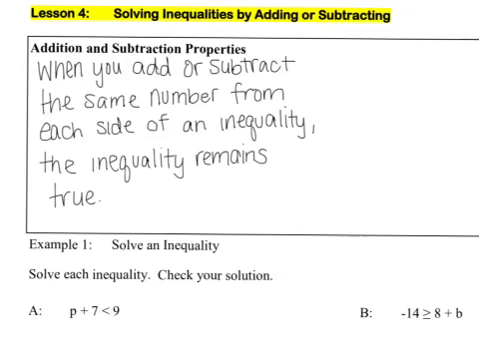All right, for lesson 4, we are going to solve inequalities by adding or subtracting. So first, let's start with the addition and subtraction property. When you add or subtract the same number from each side of an inequality, the inequality remains true. That works the same with an equation. So you can add 5 to both sides and you still don't mess up the equation. Inequalities are the same. Okay, so let's go ahead and try some of these.